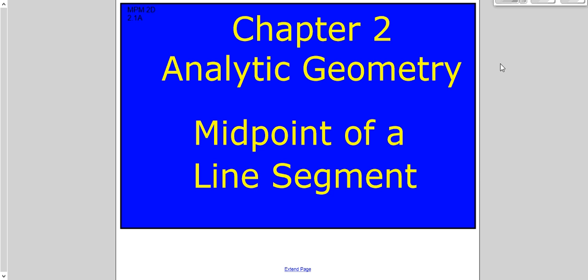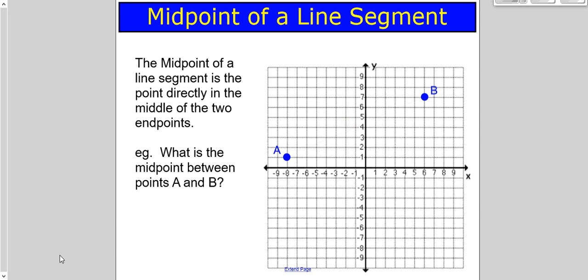We will now begin chapter 2, which is called analytic geometry, and we will begin with finding the midpoint of a line segment. The midpoint of a line segment is the point directly in the middle of two endpoints.